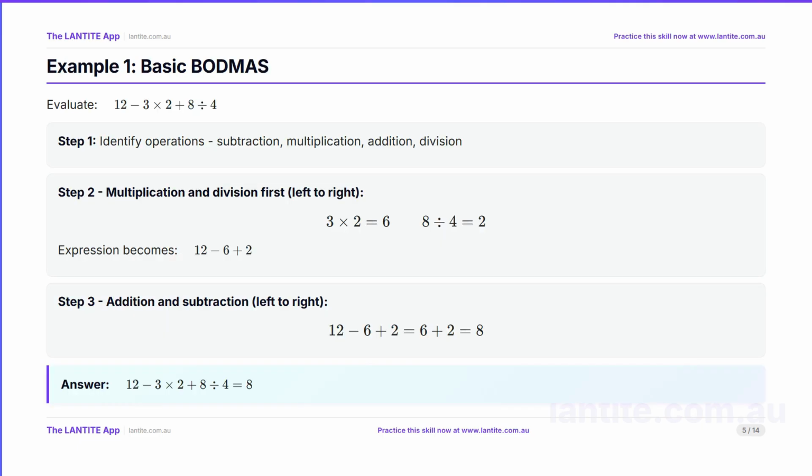Let's work through our first example. We need to evaluate 12 minus 3 times 2 plus 8 divided by 4. First, identify all the operations. We have subtraction, multiplication, addition, and division. Following BODMAS, multiplication and division come first. 3 times 2 is 6, and 8 divided by 4 is 2. Now our expression is 12 minus 6 plus 2. Finally, working left to right, 12 minus 6 is 6, plus 2 is 8. The answer is 8.